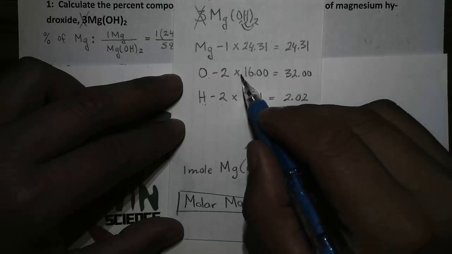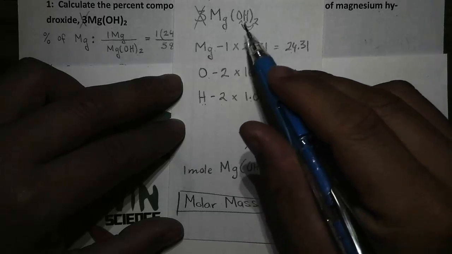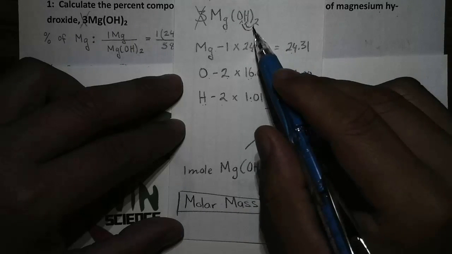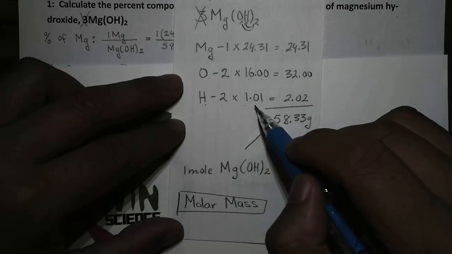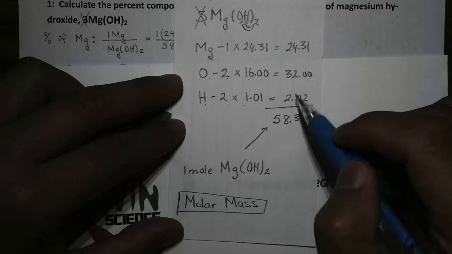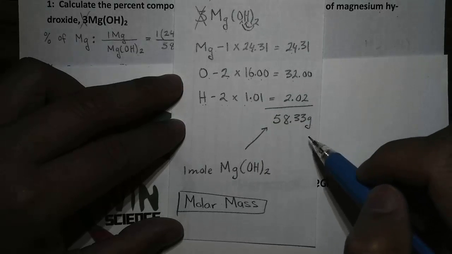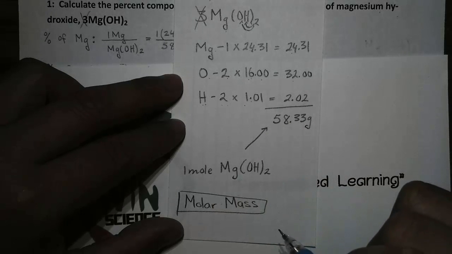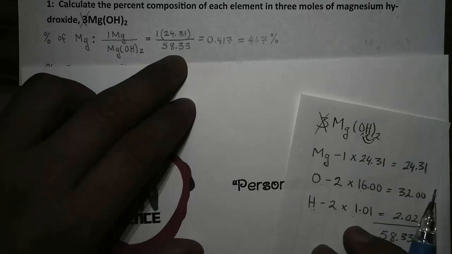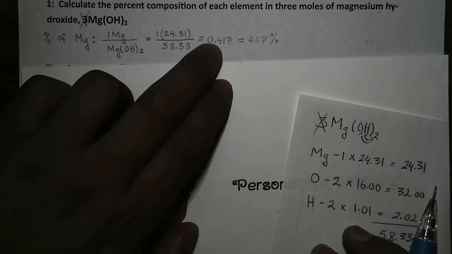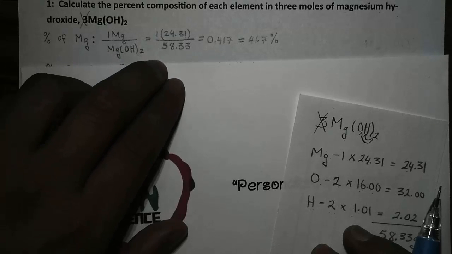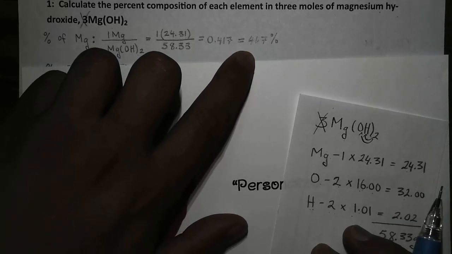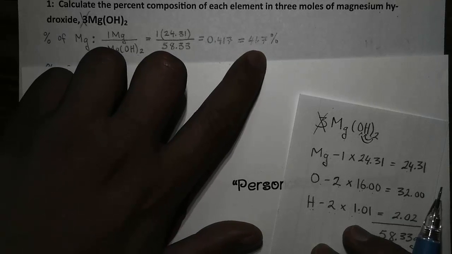And I multiply them across. This gives us a total mass of magnesium in magnesium hydroxide. And 2 times 16 gives us 32, the total mass of oxygen in this compound. And 2 times 1.01 gives us the total mass of hydrogen in this compound. And we add them all up, giving us 58.33 grams, equal to 1 mole of magnesium hydroxide. And again, this is your molar mass. So that's how we have 58.3. And we use a calculator to solve for it, which gives us 0.417, or we convert to percentage by multiplying by 100, 41.7%.